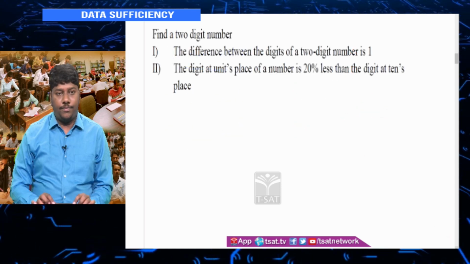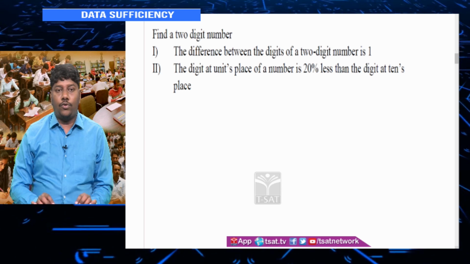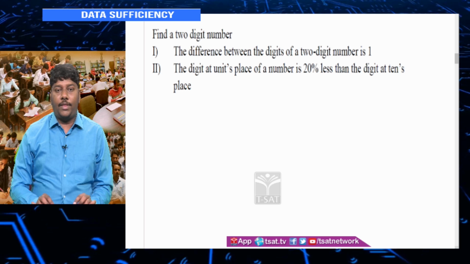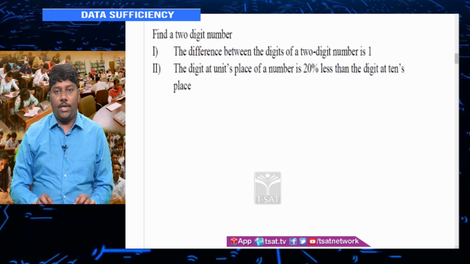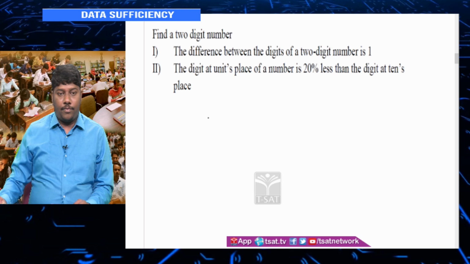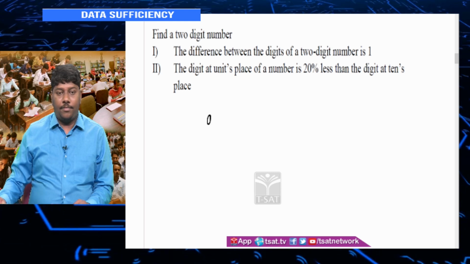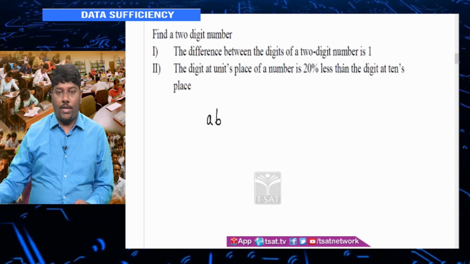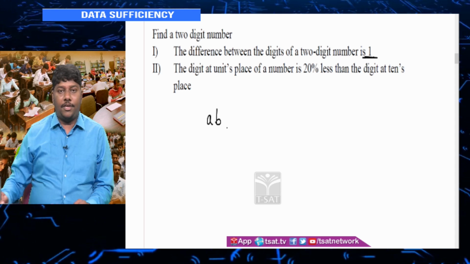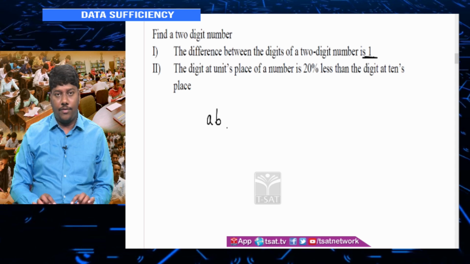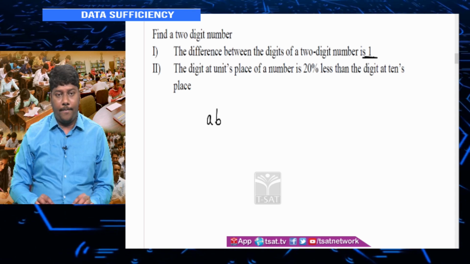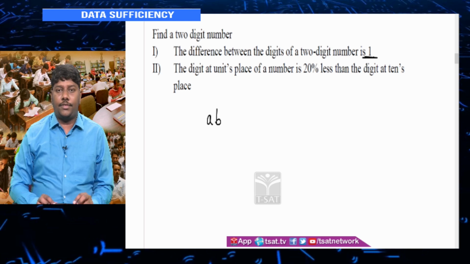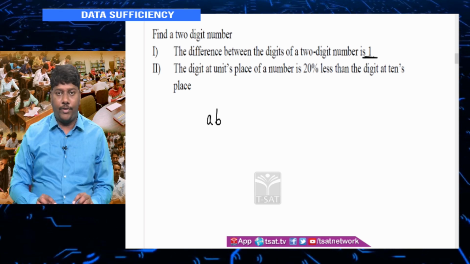Now, let us look at the question. Find a 2-digit number. Statement 1, he says, the difference between the digits of a 2-digit number is 1. So, I would say 2-digit number AB. The difference between them is 1. We don't know which is greater, but the difference is 1. Just by knowing the difference 1, I can't say the 2-digit number because there are so many 2-digit numbers whose difference is 1. So, statement 1 is not sufficient.